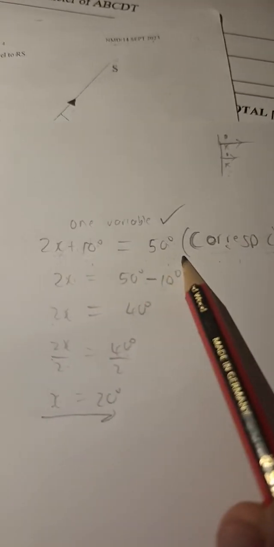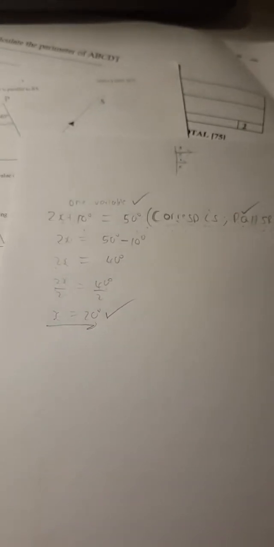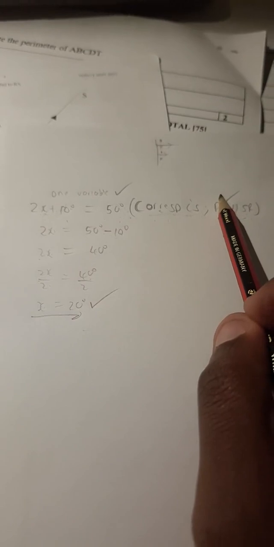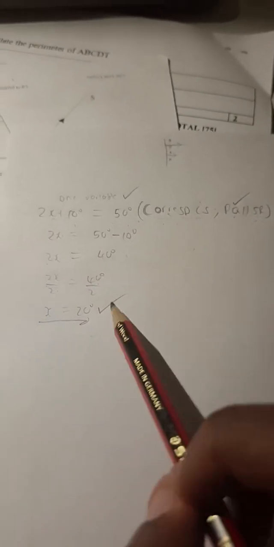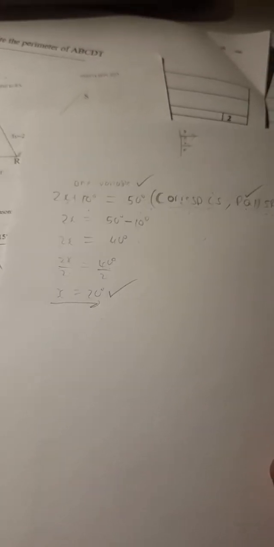Statement 100% correct, one variable. Reason 100% correct. You have corresponding angles. You have PQ being parallel to SR. If this thing of parallel lines is not there, guys, your reason is wrong. Final answer. Working out. Final answer. 3 marks. Usually they give the statement and reason as 1 mark, then the working out is another mark, then the final answer is another mark. So hopefully you understand what I'm saying here.